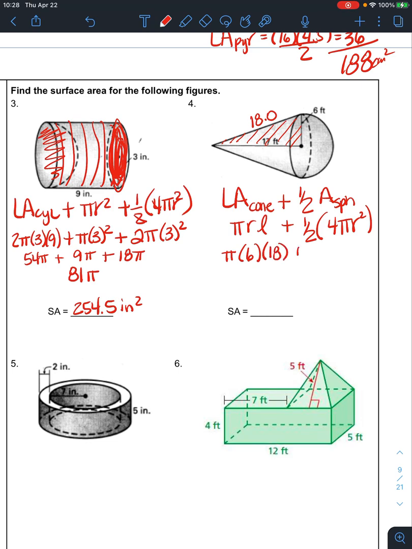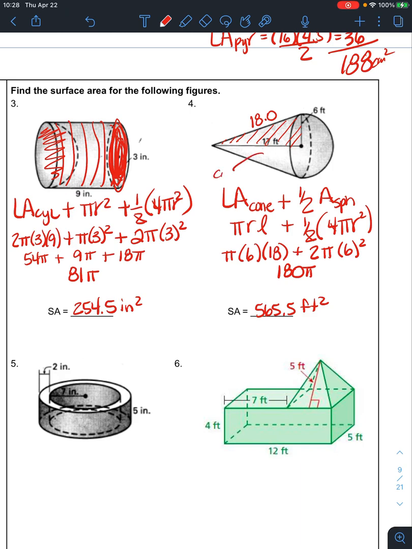So that's 6 times 18 plus, again, half of 4 is 2 pi. You don't have to deal with that. You can just type this all in on your calculator just like it is, and then the radius squared. So if you do 6 times 18 plus 2 times 36, you get 180 pi, which is 565.5 feet squared.